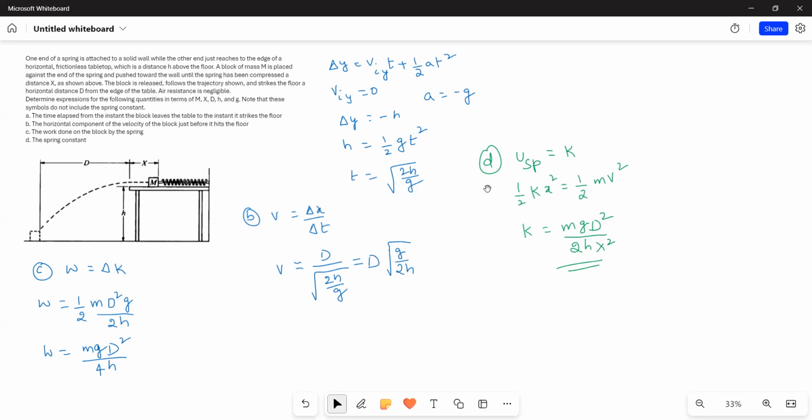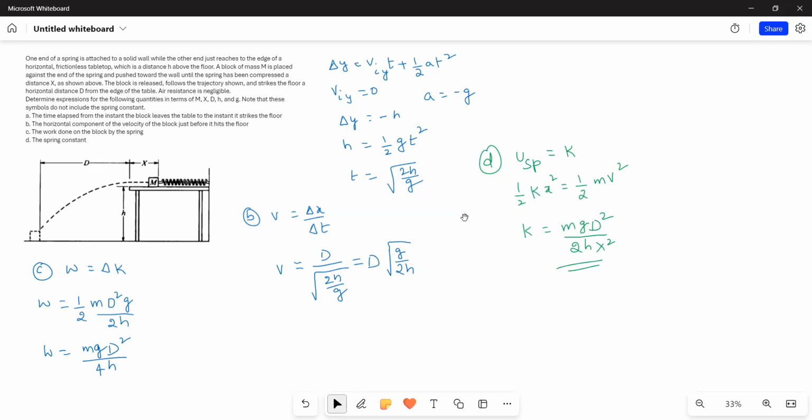Next, the fourth question. We have to find out the spring constant. For this, we use the law of conservation of energy. Initially, the spring has elastic potential energy, and later, because it is doing work on the block, the elastic potential energy gets converted into kinetic energy. Okay, that is how we have to relate.